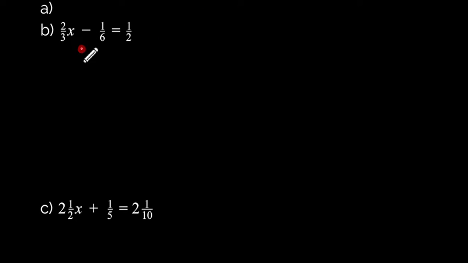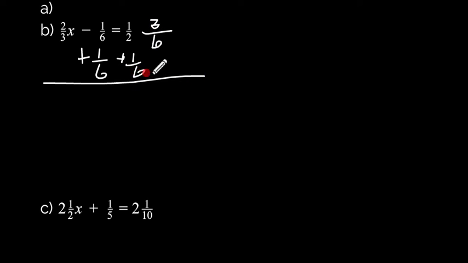So the first thing I want to do is I'm going to add 1/6 to both sides. I'm going to just squeeze it in here. This we need to change into 6. 2 goes into 6 3 times. 3 times 1 is 3. A little messy like that. And this would be 1/6 right here. So 1/2 is 3/6. 1/6 is just 1/6. So we get 2/3 x equals 4/6. You can reduce that if you want. Up to you.